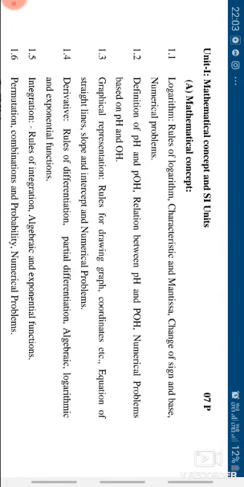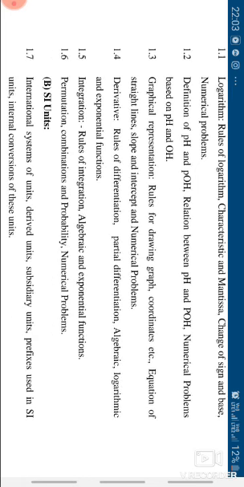The next topic is the definition of pH and pOH. This is a very important topic in physical chemistry, because the acidity of any chemical compound depends upon the value of pH. So we will see what is meant by pH and pOH, then we will see the relation between pH and pOH, and lastly we will see the problems based on pH and pOH.